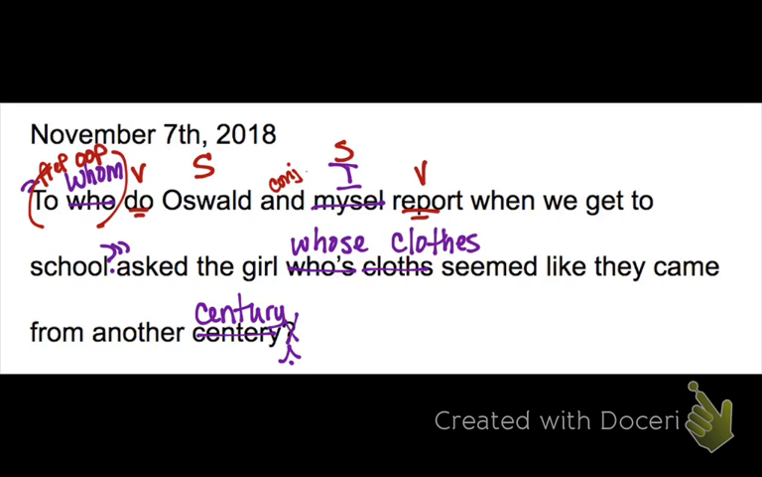Where's my second verb? One. Not when. Get. Where's my subject for get? We. Do I have a prepositional phrase? To school. And you know what I'm going to ask for in the prepositional phrase. Label them for me.